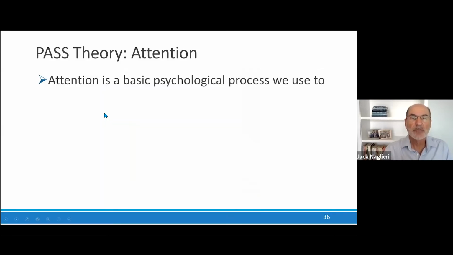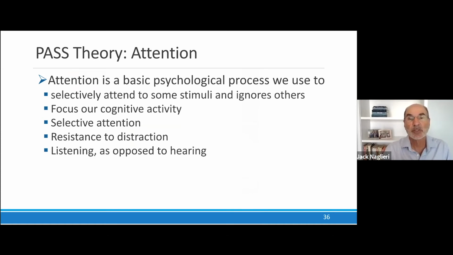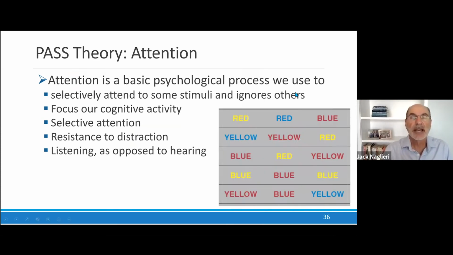Now, attention. Basic psychological process that we use to attend and resist. It's not just attending, it's also resisting. So it's focused cognitive activity, resistance to distraction, listening as opposed to just hearing. How can we measure it? The Stroop is a really good way of measuring, because when you look at this word here, you want to say red, but you have to say yellow. So what happens is the conflict is at the point of expression. That's why we call this expressive attention on the CAS 2.